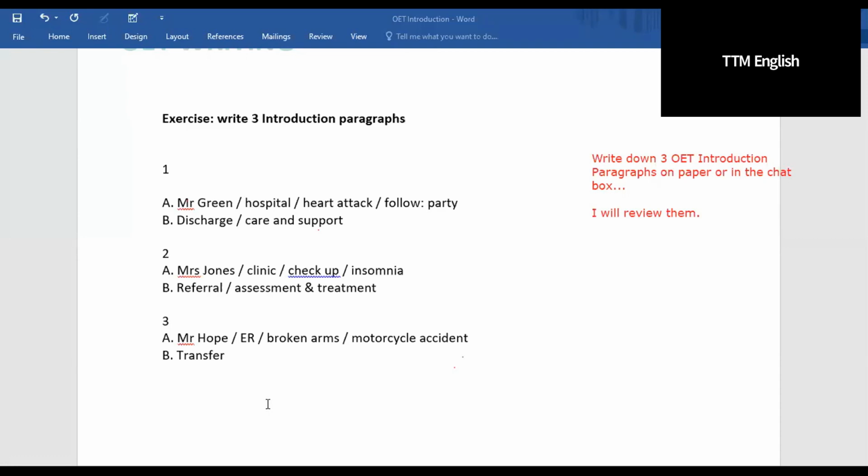Sailesh has got a nice original one here, and I'm happy to have a look at those, Sailesh. Thank you for seeing Mr. Jones, who presented to my clinic with clinical features suggestive of pneumonia, for which she requires further assessment treatment. Okay, I'll put that on the board.